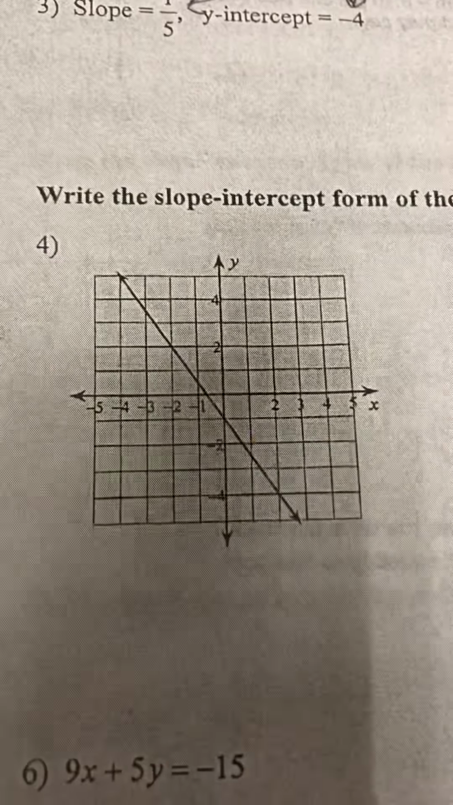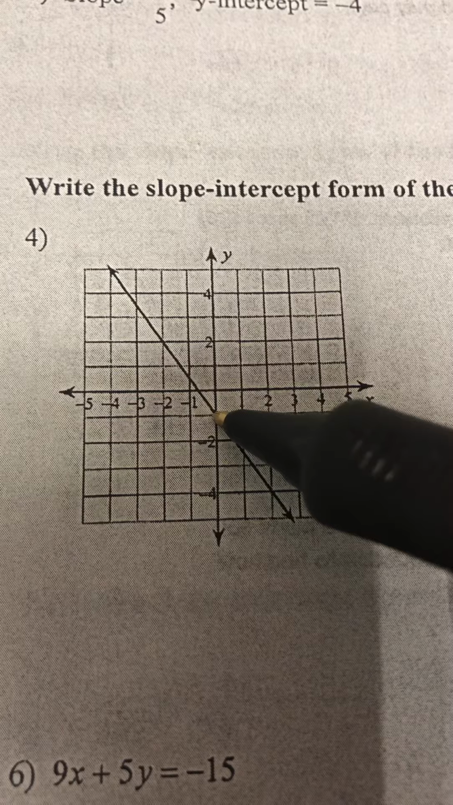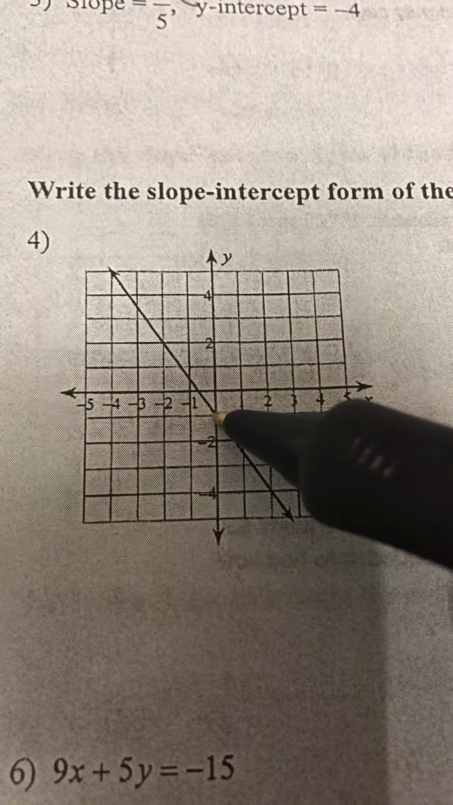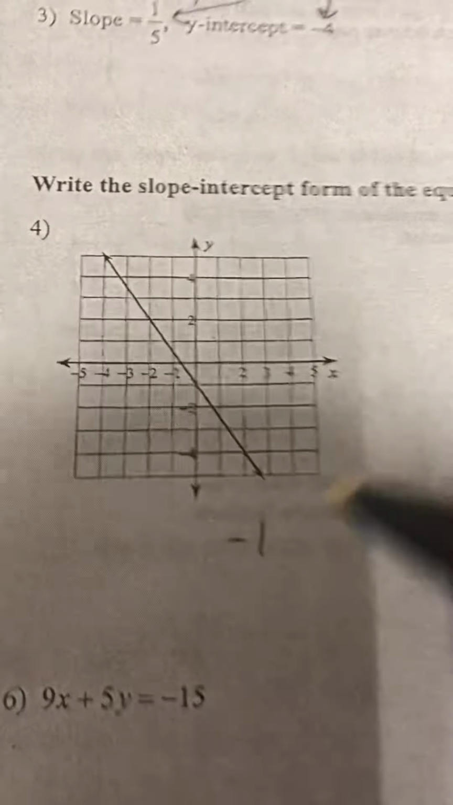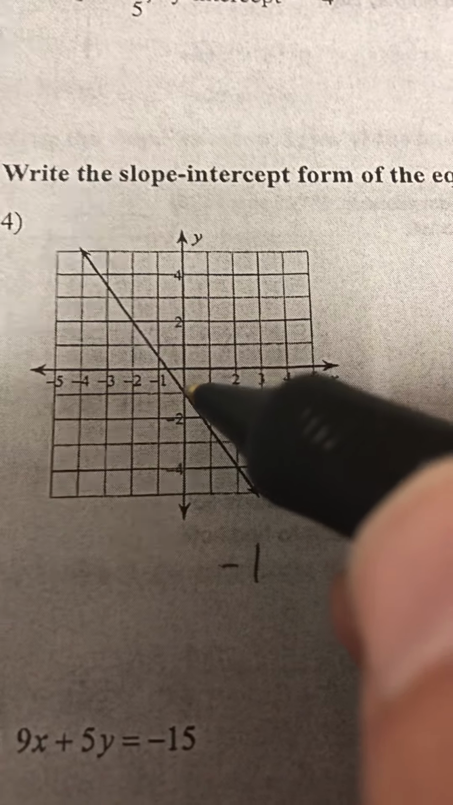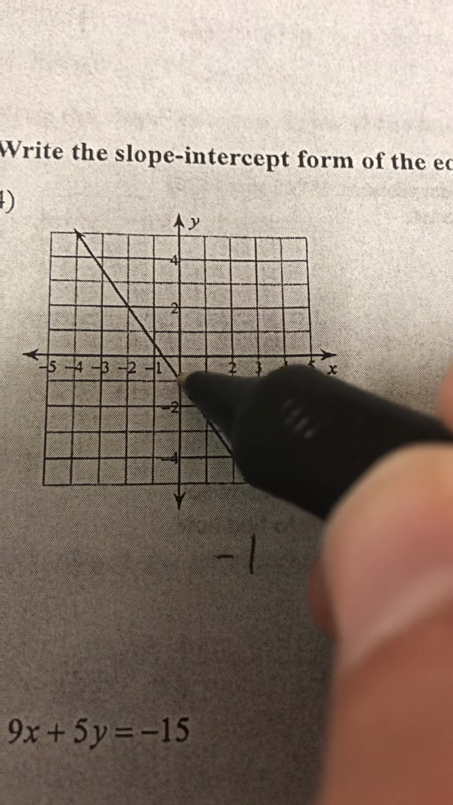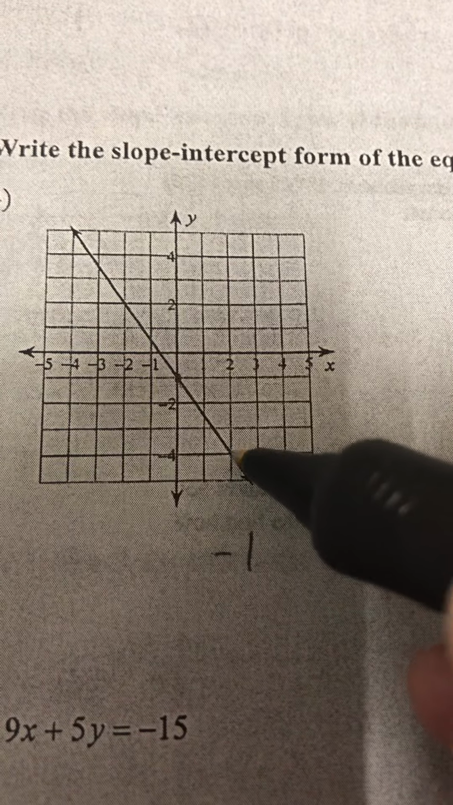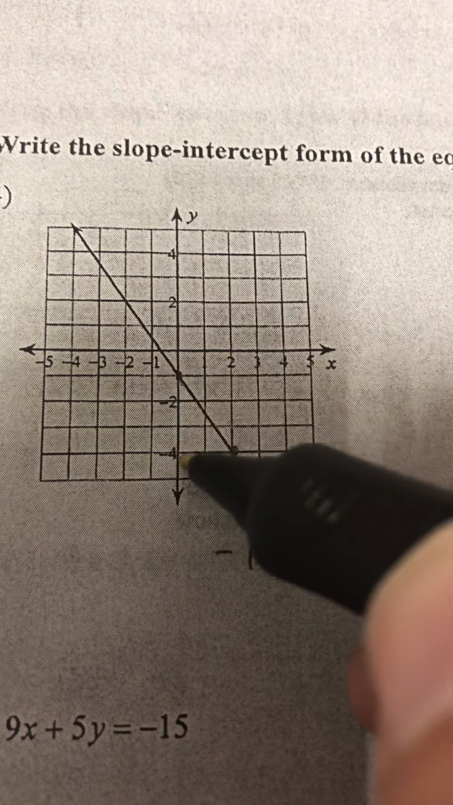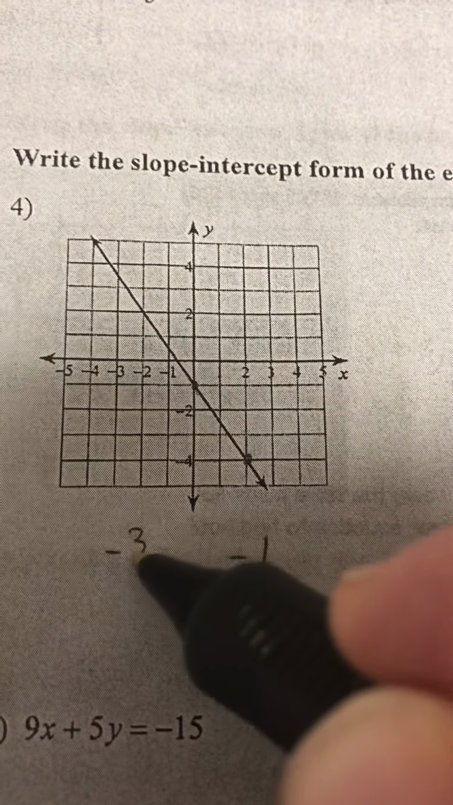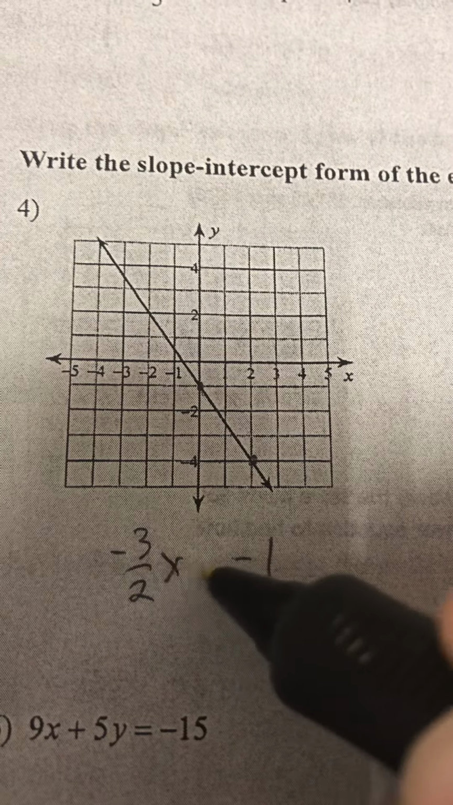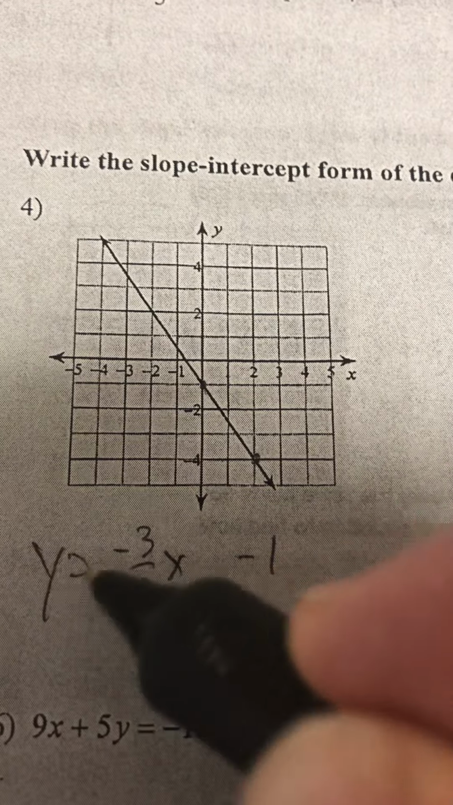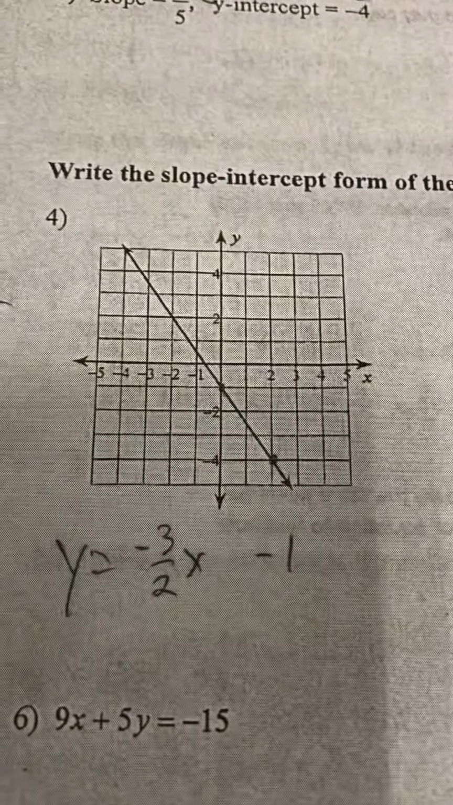Okay, this one's going to be, your y-intercept is -1, so it's going to end up with -1. And your slope, let's start here, and it goes to, looks like here. So down 3 over 2. So down 3 over 2, x minus 1, y equals, so there it is for number 4. Did a little extra for you at no charge.